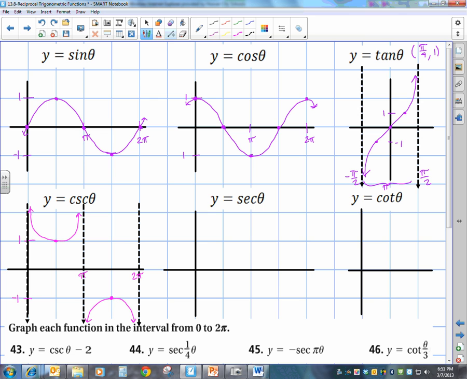In a similar fashion, for the secant, we're going to put asymptotes where we have our zeros of the cosine. And another one here. Okay, and you can see to get that full spectrum, we actually put another asymptote over here. And we'll label those asymptotes. This one is pi over 2. This is negative pi over 2. And this is 3 pi over 2. Because you can see that this is your pi and this is your 2 pi.